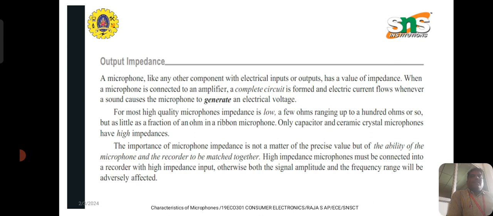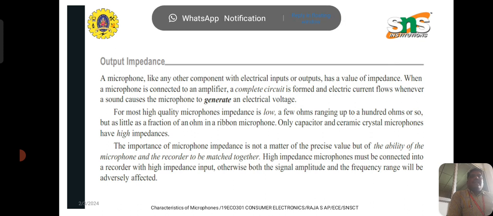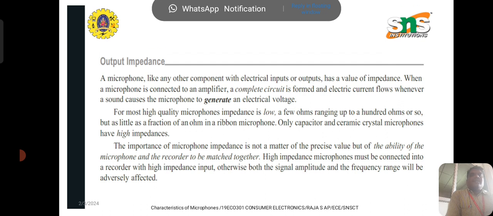Suppose the impedance is not matched between a microphone and a recorder, there is noise which happens in signal amplitude and frequency range. In order to avoid this and get a pure quality of sound, in general, a high impedance microphone is used for communication.